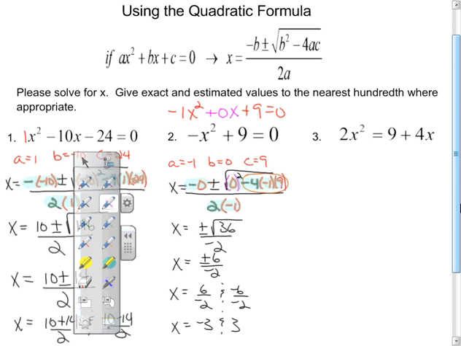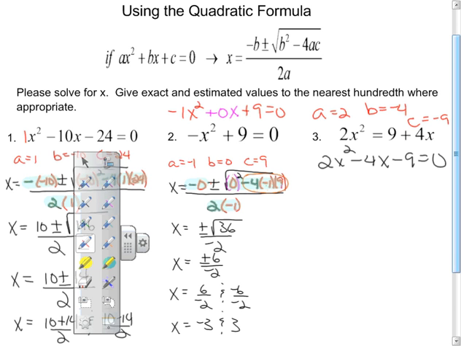To do that, I'm going to subtract 9 from both sides and subtract 4x from both sides. So if you notice, I actually will start out with writing this problem as 2x squared minus 4x minus 9 equals 0. From there, I can legitimately say what the values of a, b, and c are. a is 2, b is negative 4, and c is negative 9. Now this example is going to be a little harder. It's not a problem that we could have factored from the beginning.